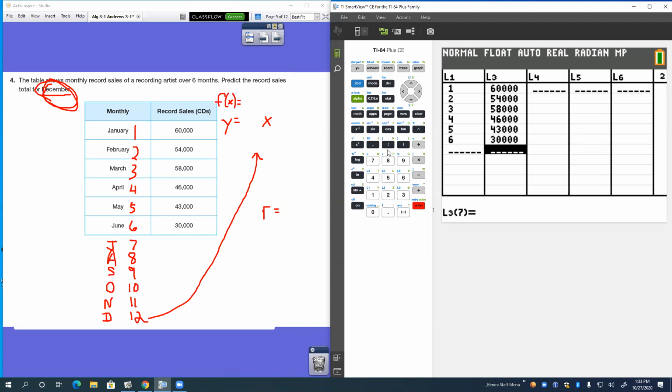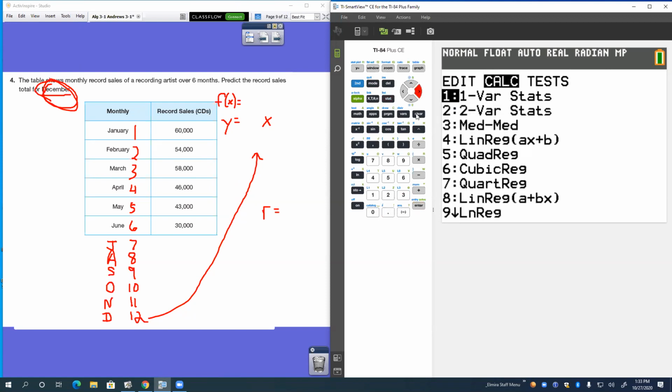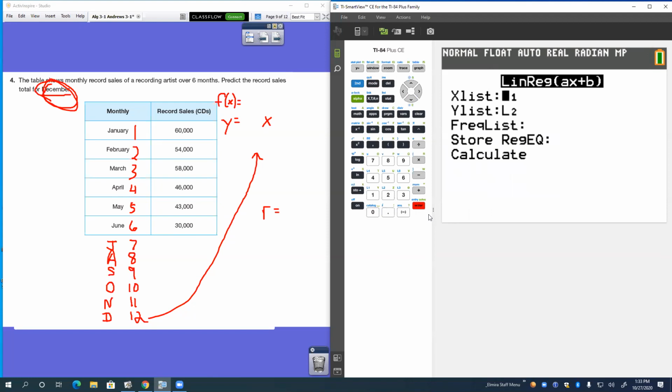So now that you've typed in that data, now we need to go to Stat and Calc and go down to number 4 again, which is our linear regression. That's the only one that we're using. Here's where, if you accidentally delete one of the columns, like I deleted L2, you need to change it. Notice that it's asking, do you want to use L1 and L2? I don't have an L2 column anymore, so I can't use L2.